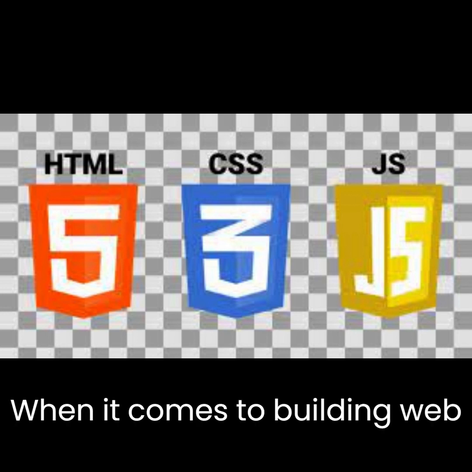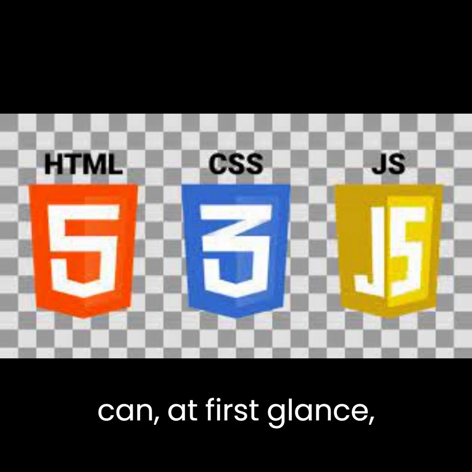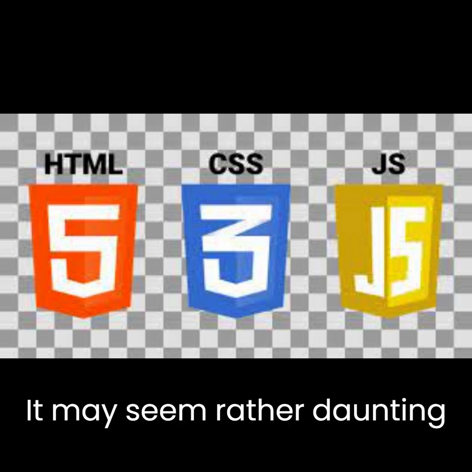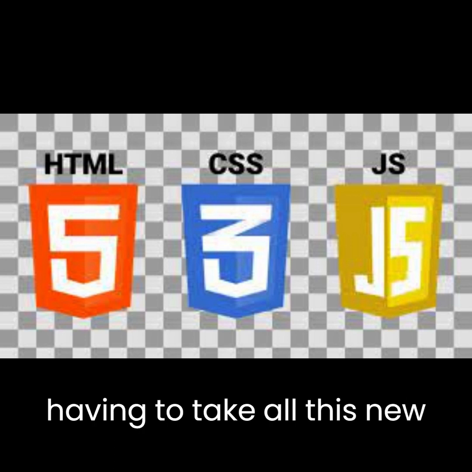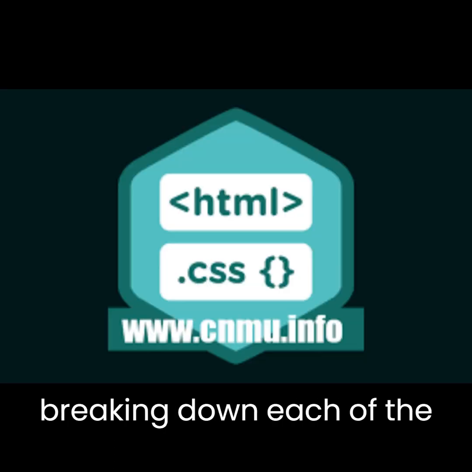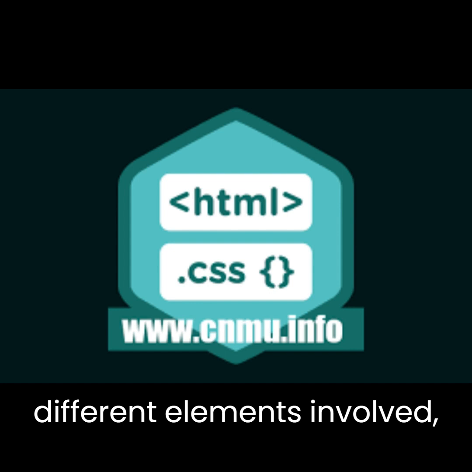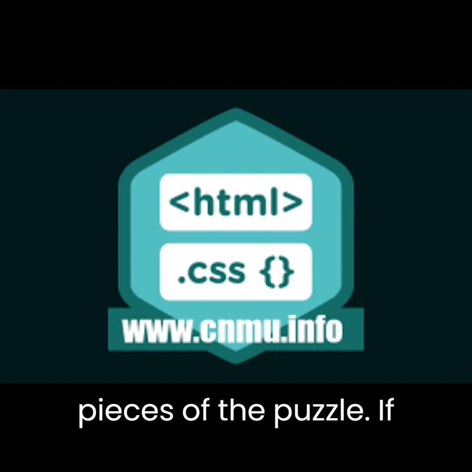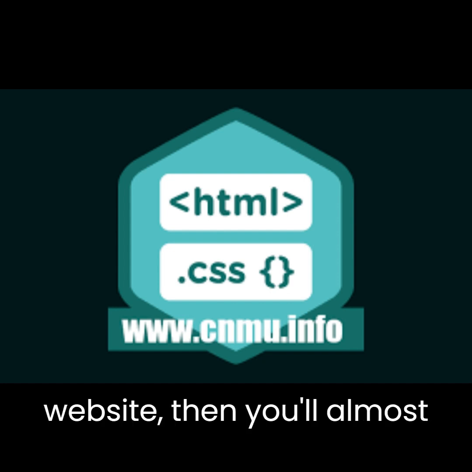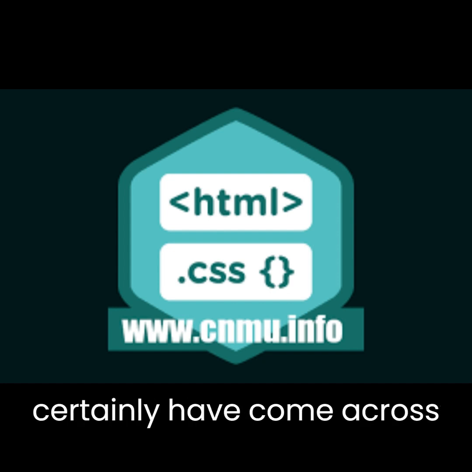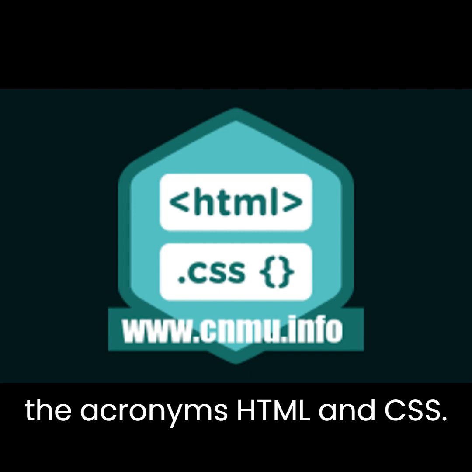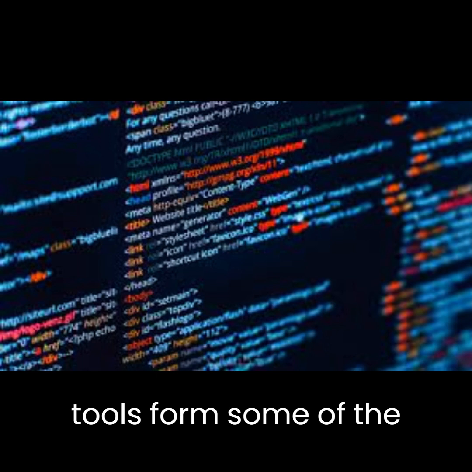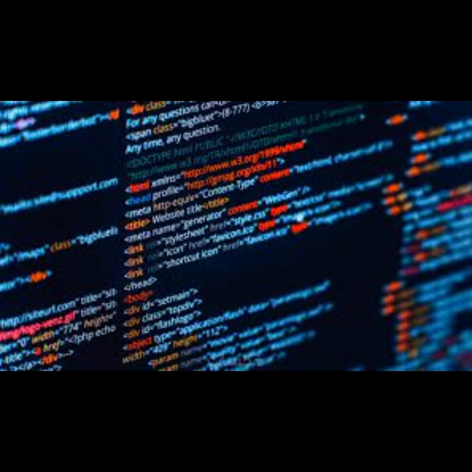When it comes to building web pages, the coding language can, at first glance, appear incredibly complex. It may seem rather daunting having to take all this new information on board, but by breaking down each of the different elements involved, you'll find that you can make sense of all these essential pieces of the puzzle. If you're thinking of building a website, then you'll almost certainly have come across the acronyms HTML and CSS. These two essential tools form some of the foundations of any web page.